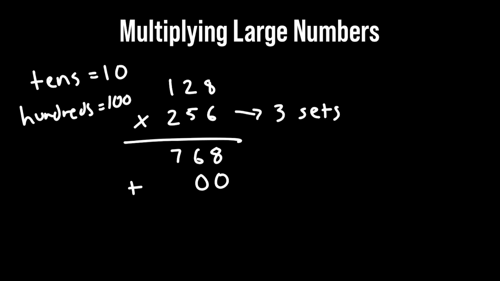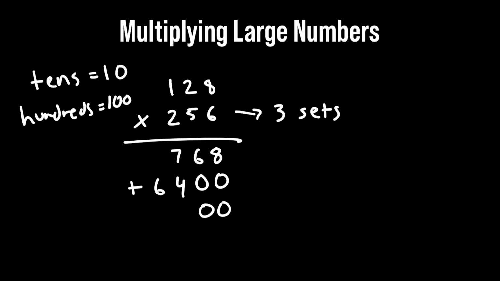5 times 8 is 40, so 0 here, 4 here. 5 times 2 plus 4 is 14. So we have the 4 here, the 1 here. 5 times 1 plus 1 is 6. Now we're going to move to the hundreds place, 200. So we add 2 zeros. Let's erase these values up here so we don't get confused again.